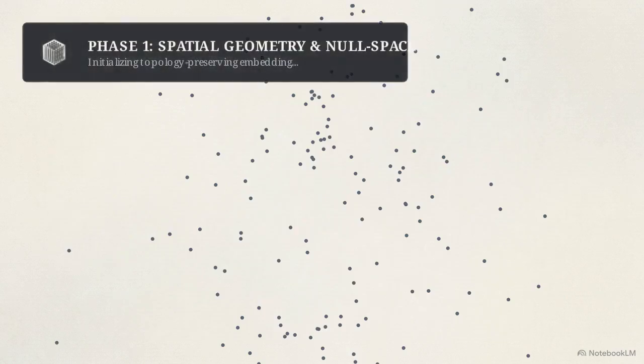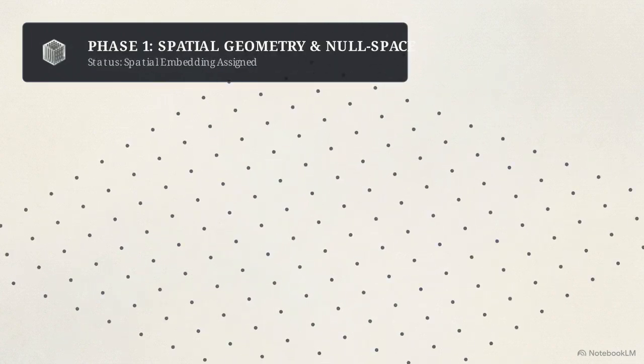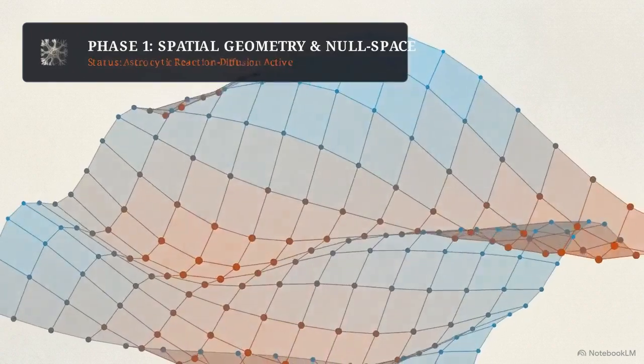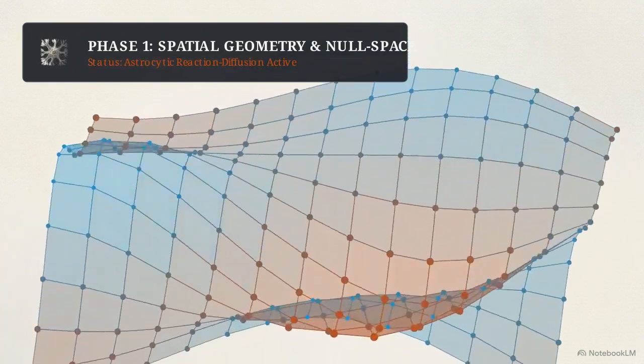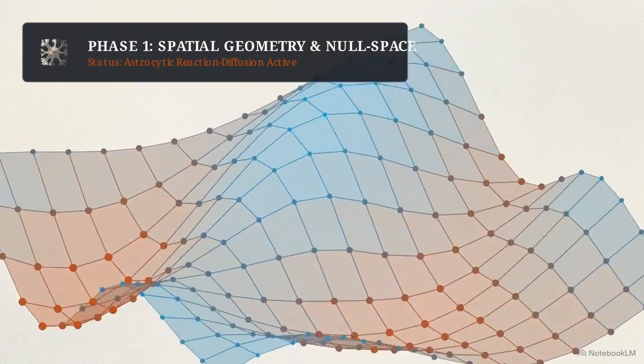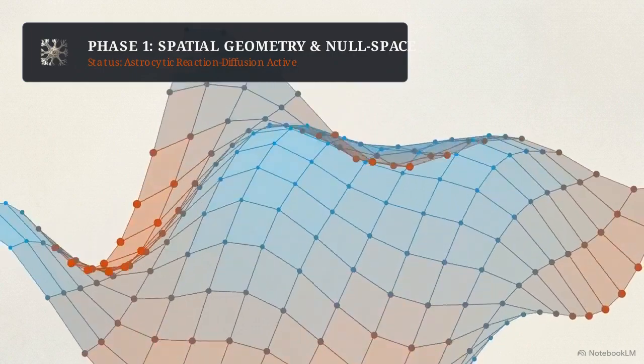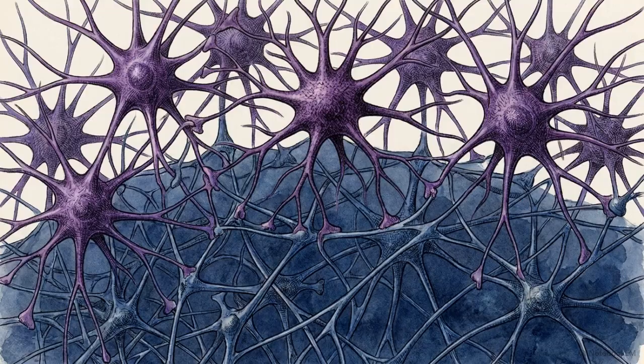The first engineering step assigns 3D spatial coordinates to every weight in a standard network. Physical proximity now corresponds directly to gradient correlation. We then overlay a reaction-diffusion equation across this geometry, creating a continuous field for spatially smooth, temporally persistent learning rate adaptation. This field functions as an artificial astrocyte layer.